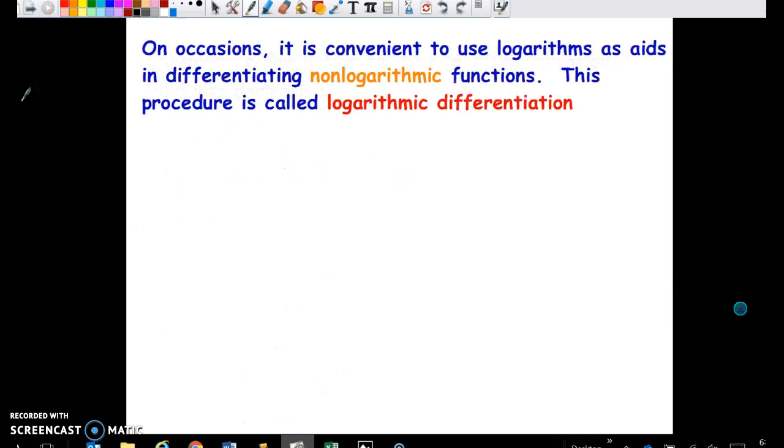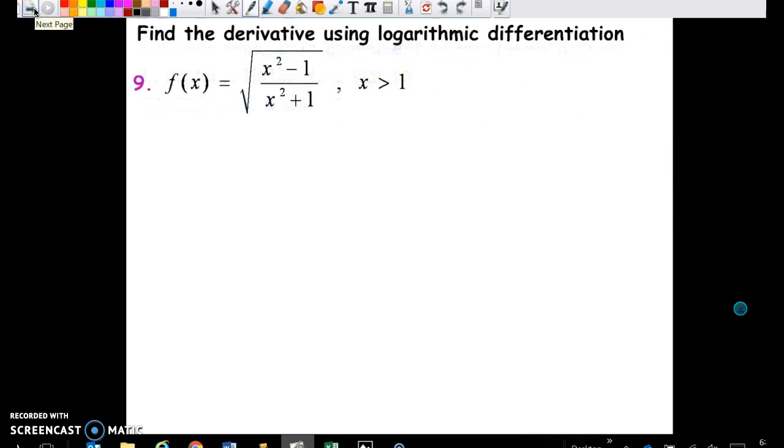On occasions, it is convenient to use logarithms as aids in differentiating non-logarithmic functions. This procedure is called logarithmic differentiation, and this is something that's going to be very useful to you in the future. If you can't quite take the derivative of something easily, try to see if you could use logarithms to help you out.